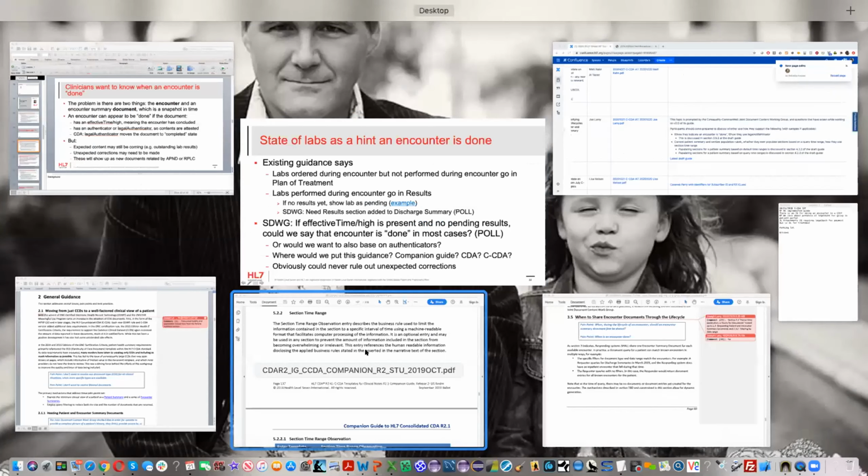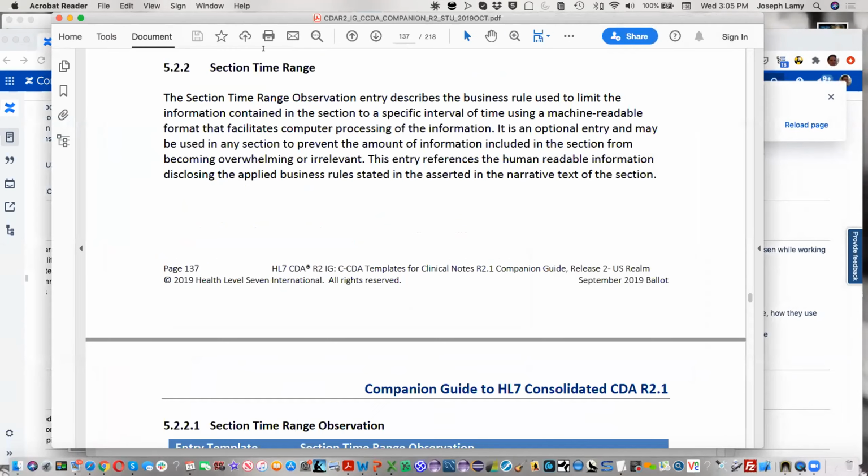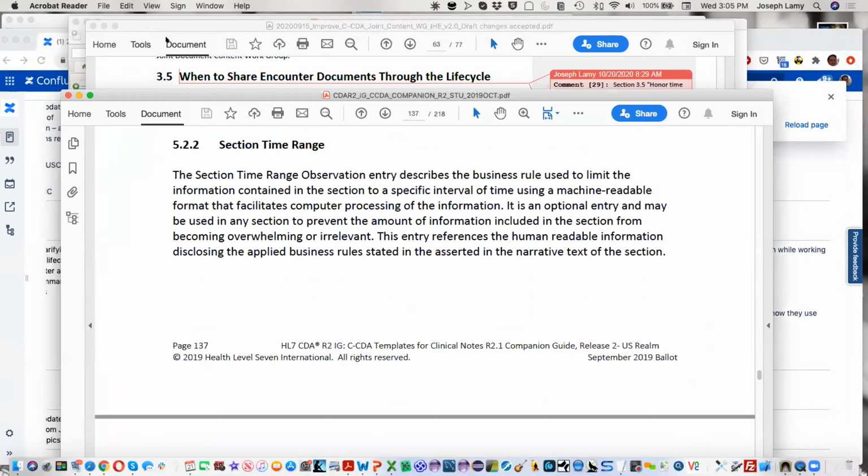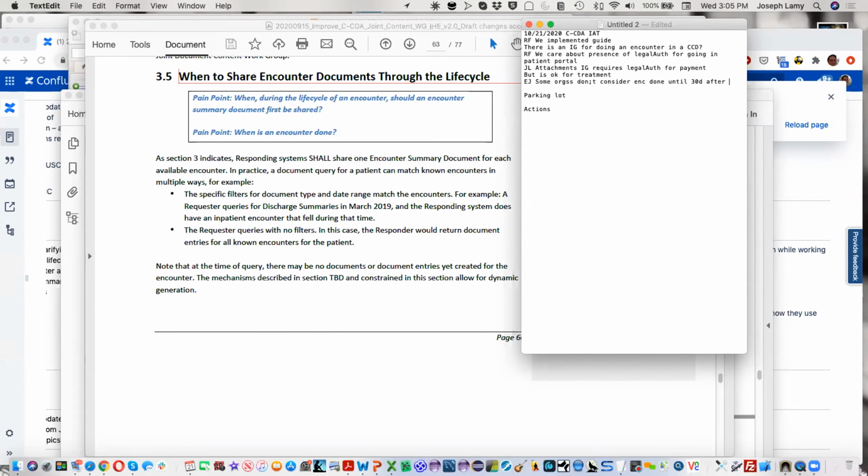Because I know we create CDA documents for ambulatory care and inpatient settings. And different organizations have different ways of determining when an encounter is done. Some organizations, especially on the inpatient side, do not consider an encounter done until at least 30 days after the patient has been discharged. In my personal opinion, from working on different EHRs, when an encounter is considered done is really a local policy kind of thing.